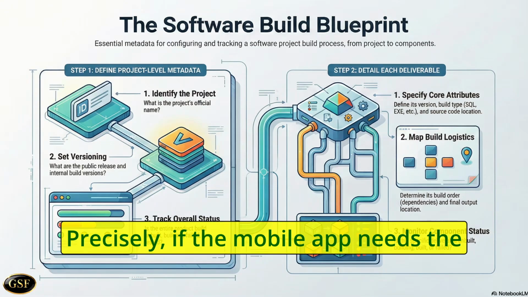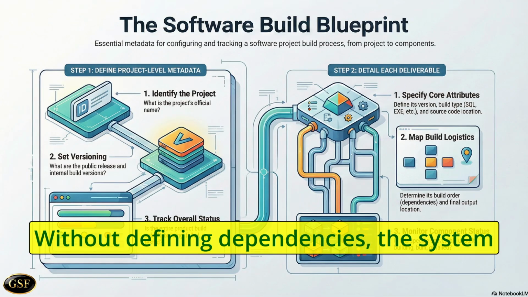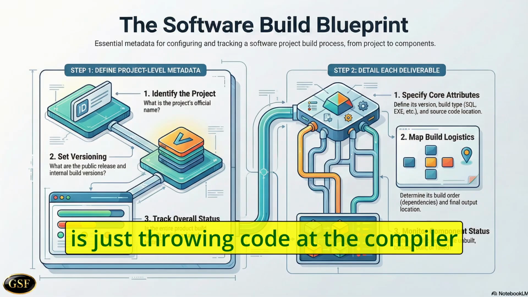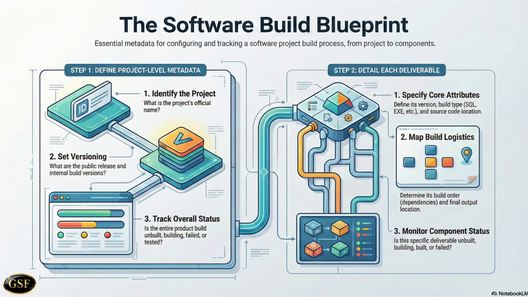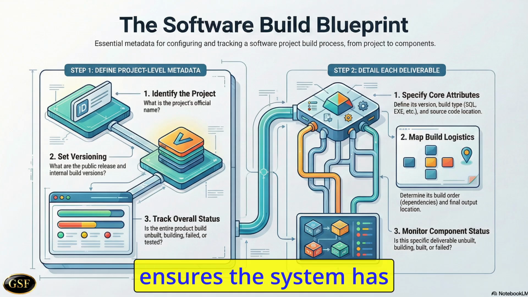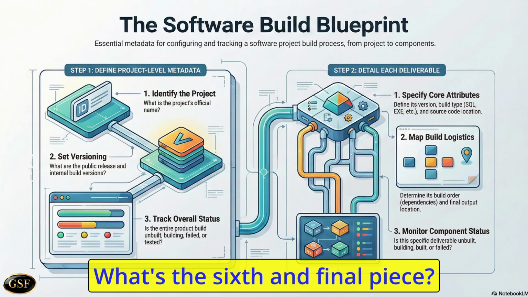Precisely. If the mobile app needs the back-end API to be built first, the system has to know that. Without defining dependencies, the system is just throwing code at the compiler randomly, which is a guaranteed failure for anything complex. So it sounds like this ensures the system has all the instructions it needs before anything starts. What's the 6th and final piece?